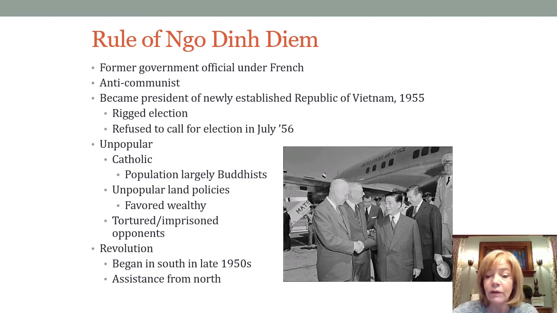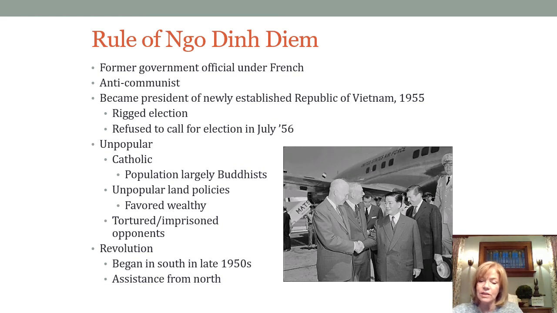The only thing is he's very corrupt. Not just him, but he has this whole big corrupt family that is as well. His brother is kind of like his right-hand man, and his wife was just horrible, right? He refused to have the elections that were called for in 1956. Among his people, he's extremely unpopular.